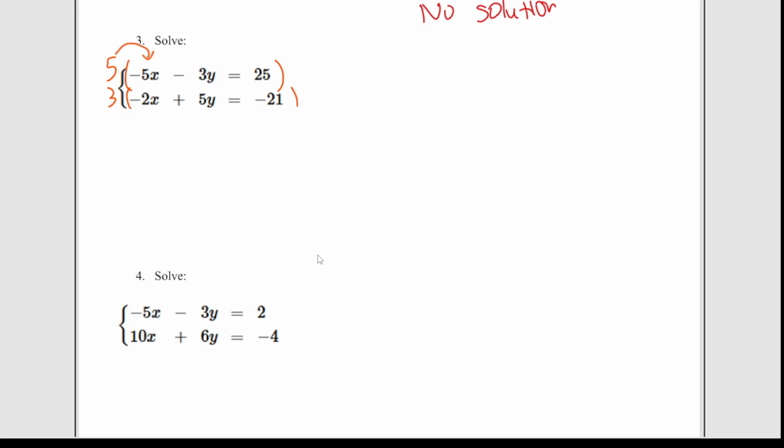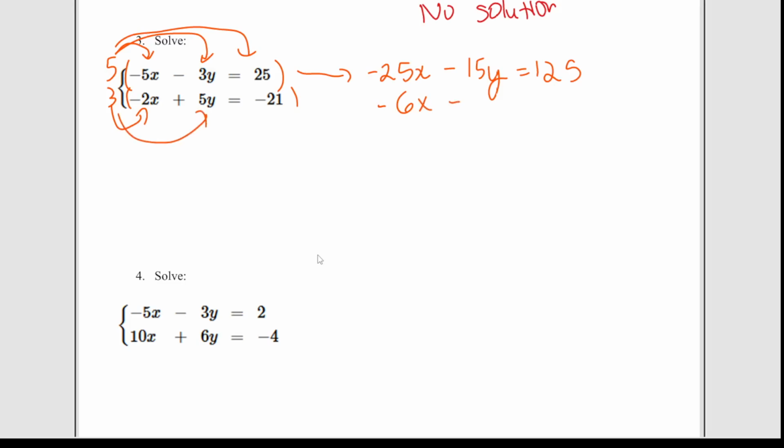For the first equation, when I do 5 times negative 5x, that gets me negative 25x. 5 times negative 3y is going to give me negative 15y. 5 times a positive 25 is going to get me 125. Then I want to keep on going. 3 times negative 2x is going to get me negative 6x. 3 times positive 5y will give me positive 15y. 3 times negative 21 is going to get me negative 63.